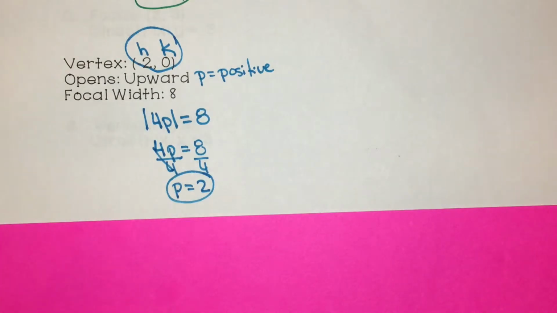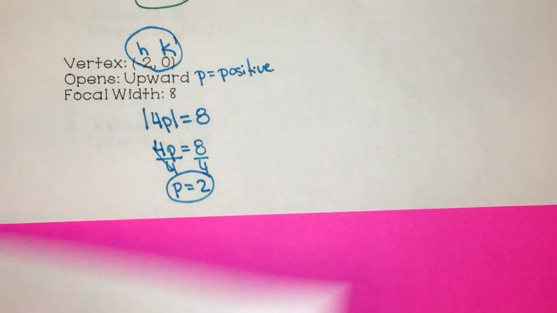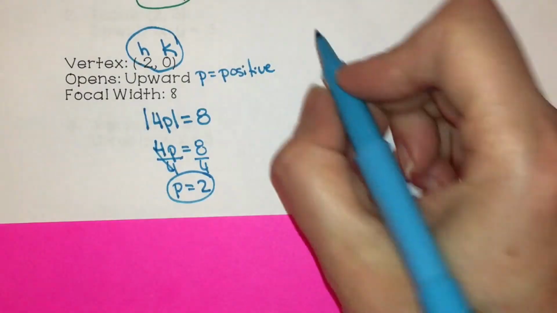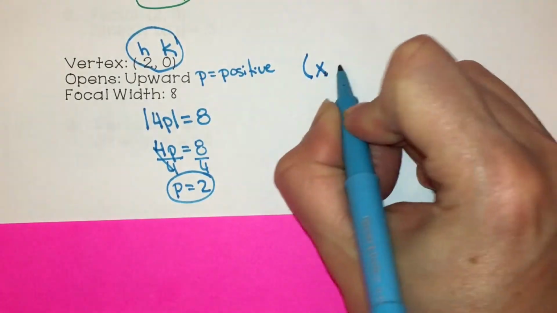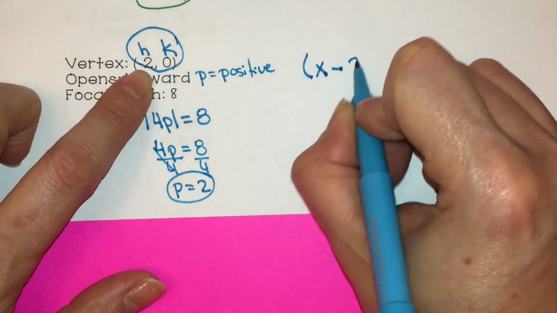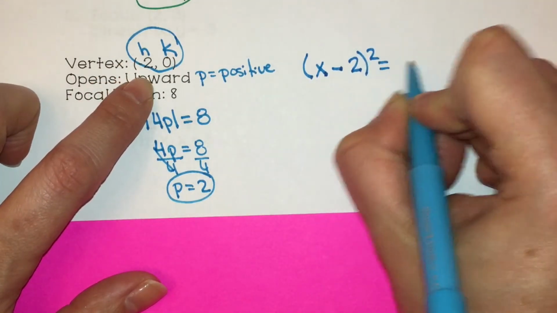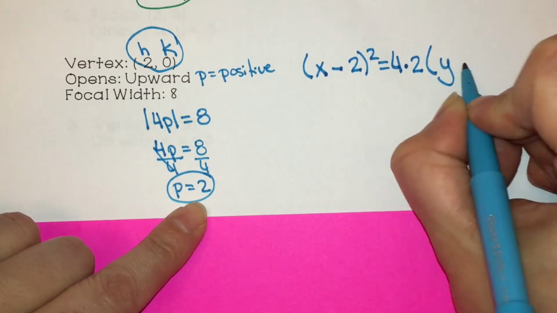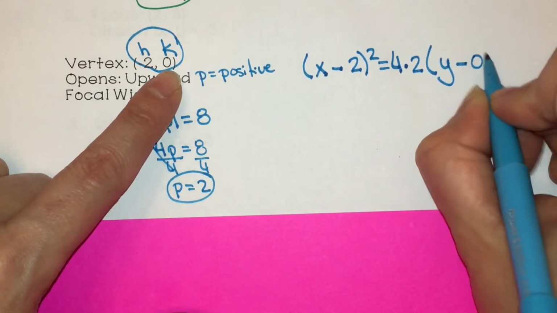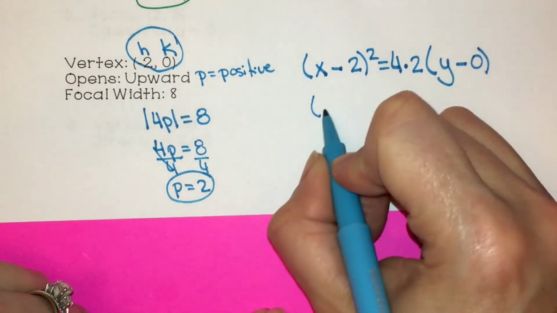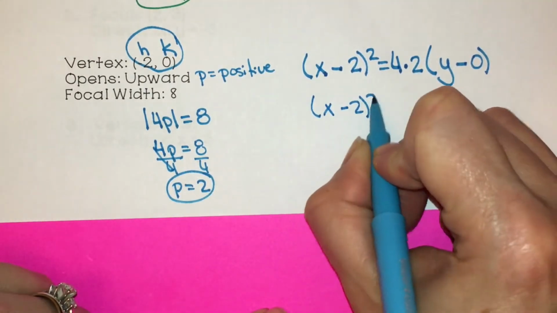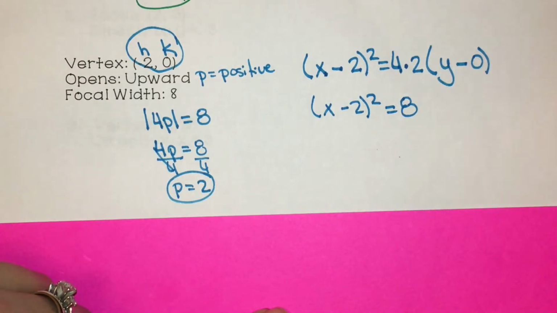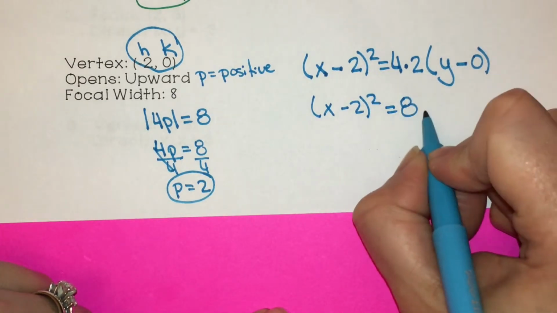So because it opens upward, I know I need to use this form. So it is x minus the h value, which is 2, squared equals 4 times the p value, which is 2, multiplied by y minus my k value, which is 0. Now simplify. X minus 2 squared equals 4 times 2 is 8. Y minus 0 is just y, and 8 times y is 8y.